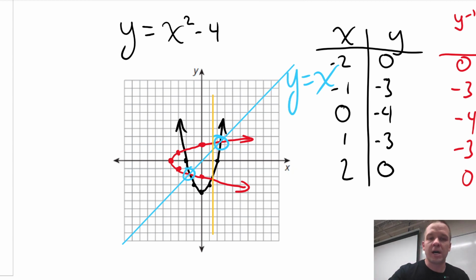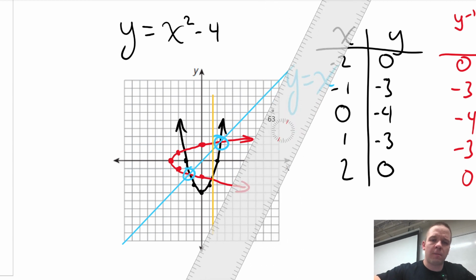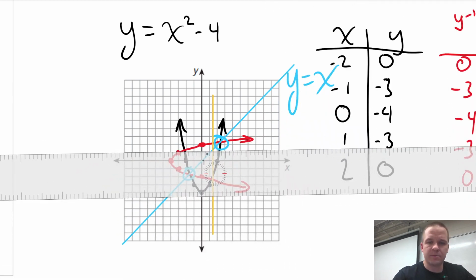I'm excited. All right? So all we really need to do here is, well, I guess I could sketch the inverse, swap the x's and y's. That seems like a lot of work. Perhaps there's another test, okay? What do you notice about a horizontal line?